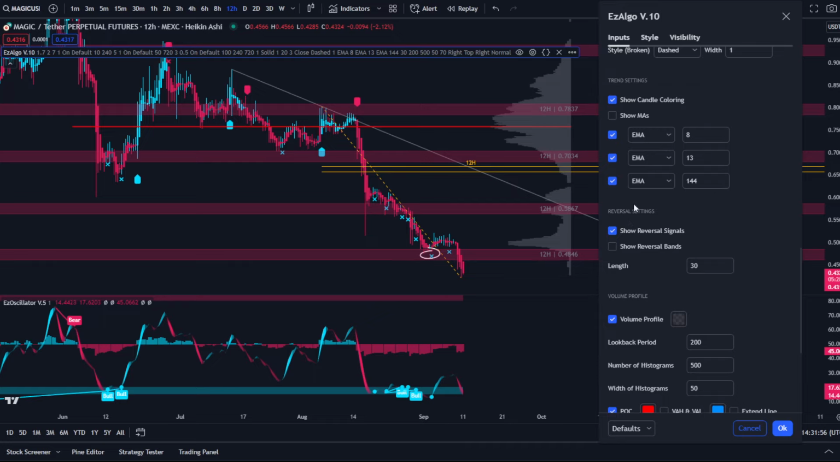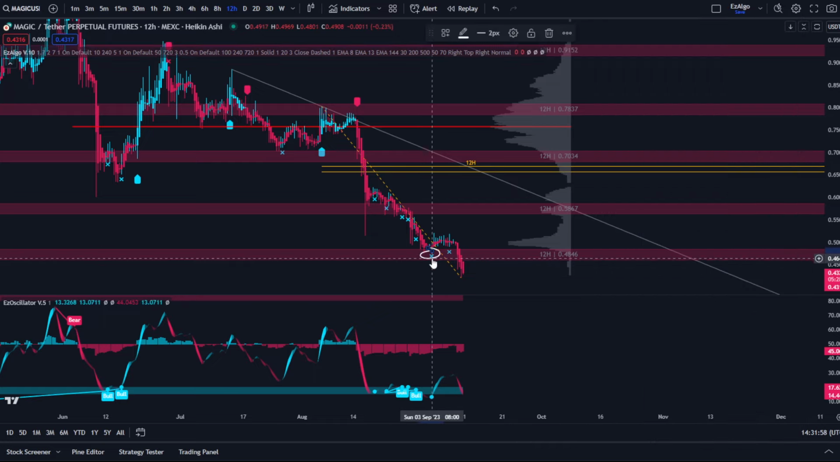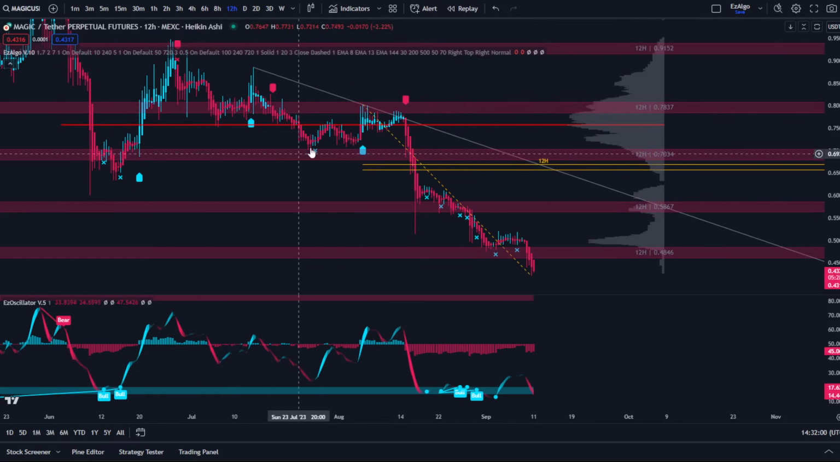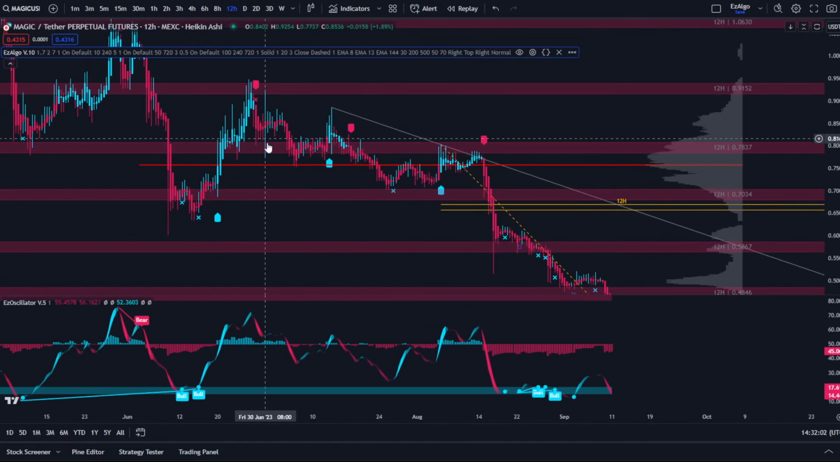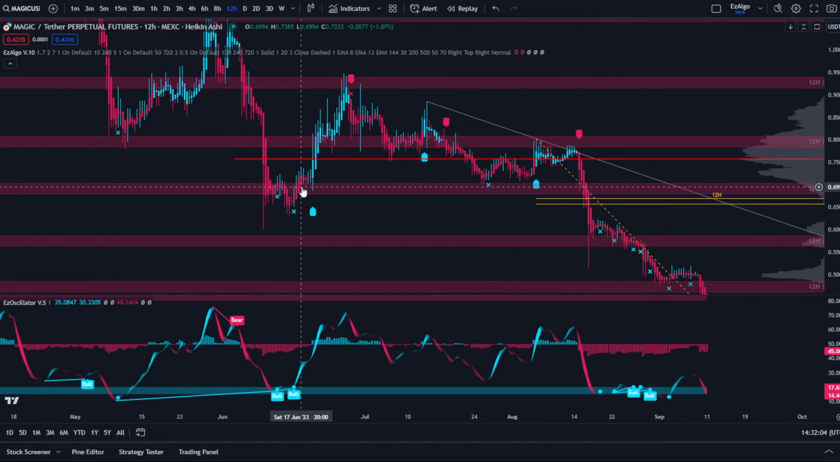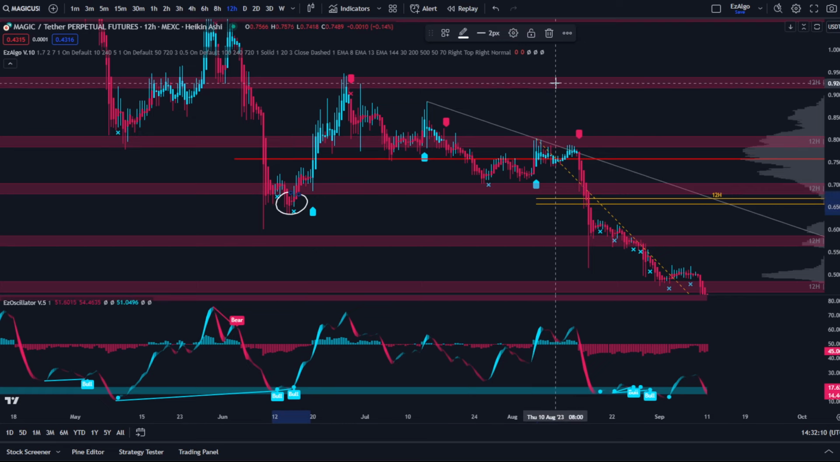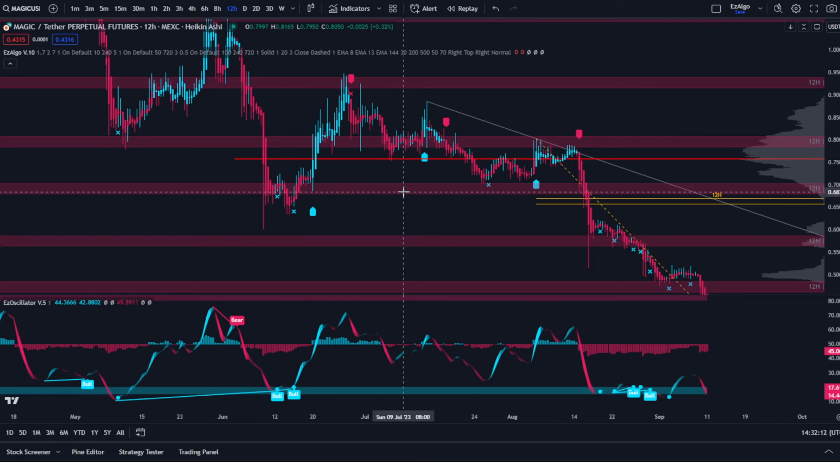All right, below that, we have the reversal settings, right? We have the reversal signals here, which are these little blue and red X's. Now, these can be used as your entry point if you have other confluences. As you can see, bullish divergences. We get some reversal buy signals that could be your entry, or you can use them as take profits.